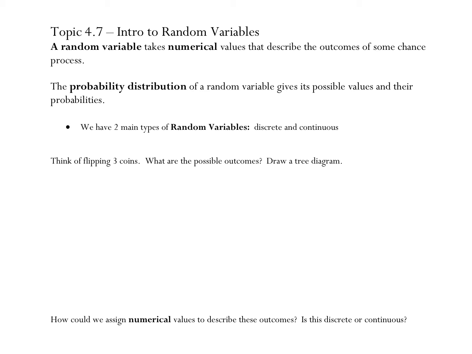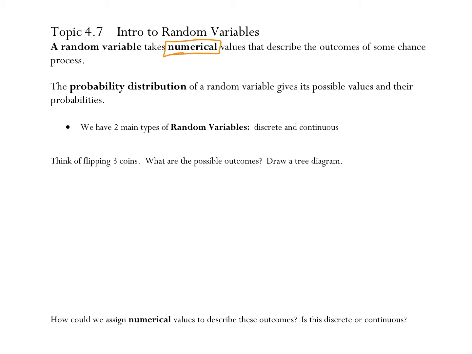What is a random variable? Well, we've been dealing with randomness. We've been dealing with chance processes, okay? We call something a random variable when we attach a numerical value to a chance process. So that's a key idea, that random variables are in fact numerical in nature.